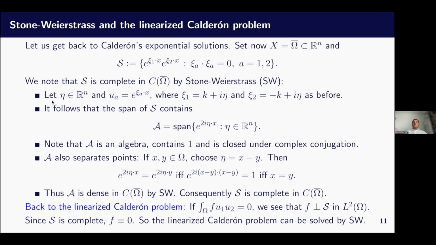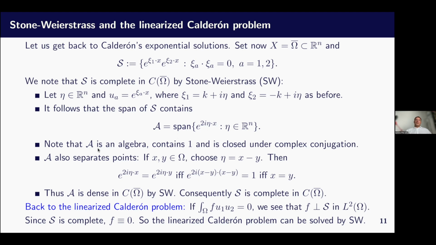And then it goes as follows. So first of all, we let eta be an arbitrary vector in Rn, and we choose this xi1 and xi2 as we had in a couple of slides before in the Calderon exponential solutions. So xi1 is k plus i eta, xi2 is minus k plus i eta, k is orthogonal to eta, and k and eta have the same length. So now it follows that the span of S contains the span of e to the power 2i eta dot x. So this e to the power 2i eta dot x was e to the power xi1 dot x times e to the power xi2 dot x, when you have chosen xi1 and xi2 as here.